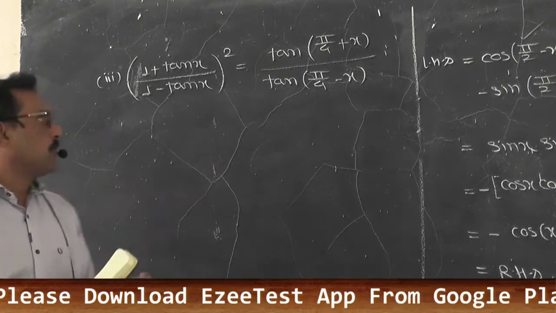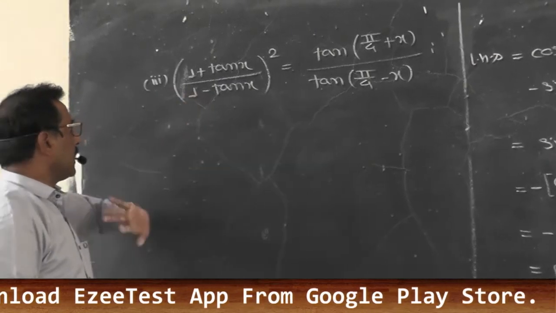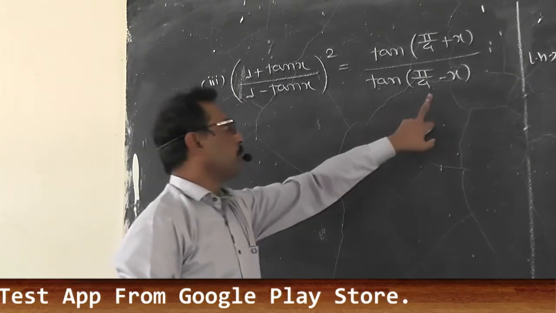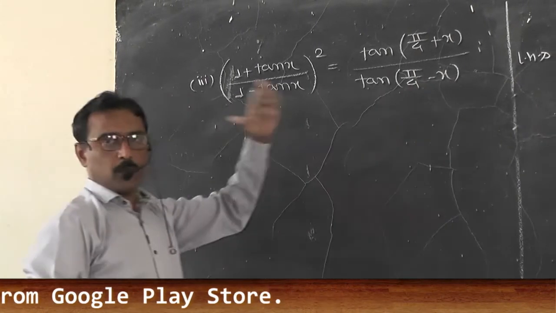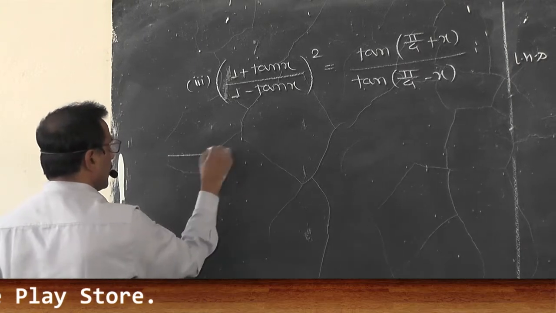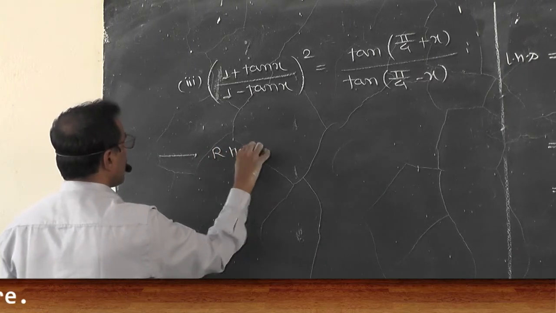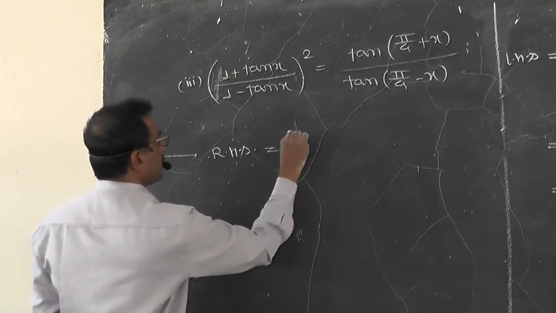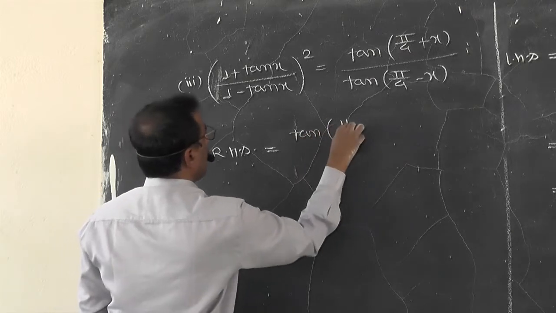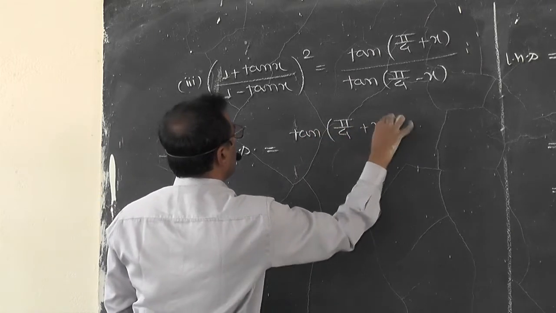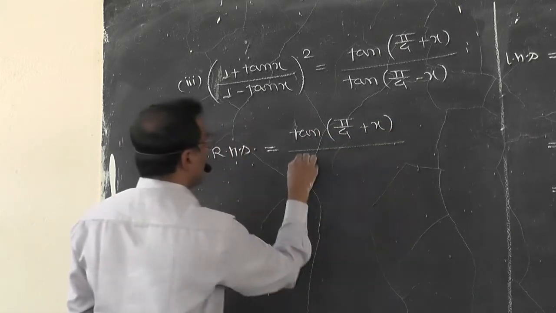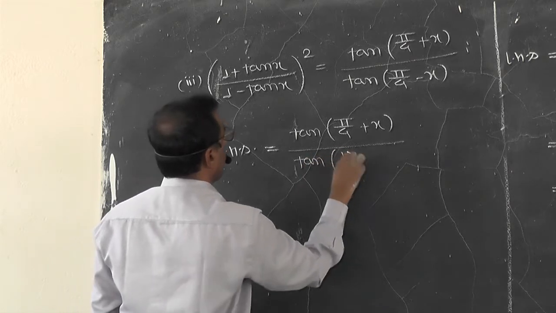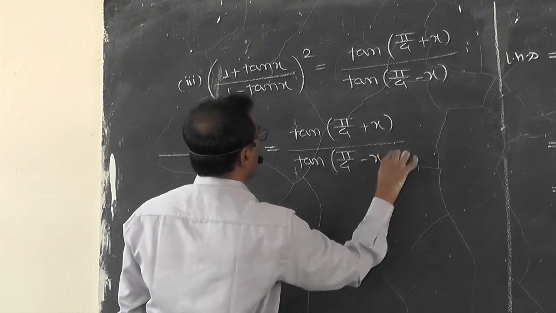Now, in order to get the proof, in 10th standard there are methods: take LHS and prove RHS, or take RHS and prove LHS. The best, most convenient method is to take the RHS first. That is, the right hand side first: tan of pi by 4 plus x, divided by tan of pi by 4 minus x.